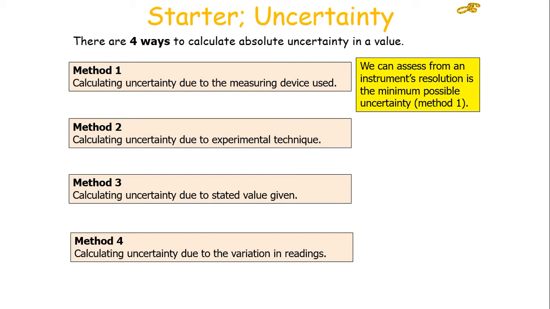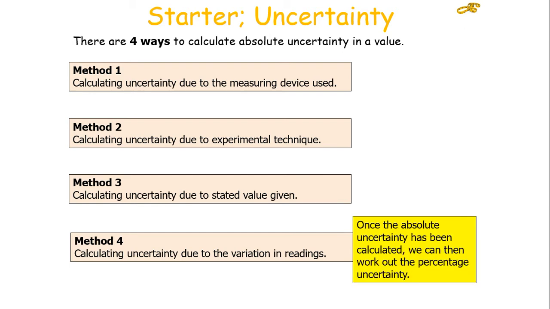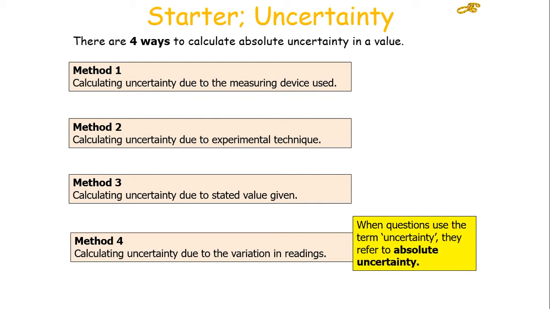So in Method 1, we can only ever work out the lowest possible uncertainty. Only the experimenter can then assess the other factors based on the arrangement and the use of apparatus, and a rigorous experimenter would draw attention to these factors and take them all into account to then work out your final absolute uncertainty. Now, once the absolute uncertainty has been calculated, we can then work out the percentage uncertainty.